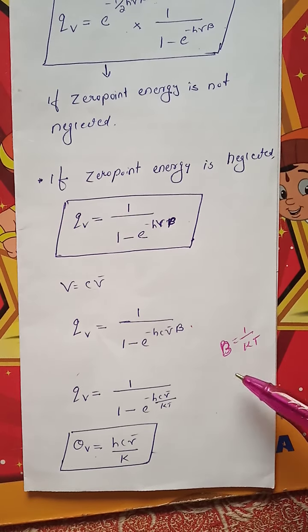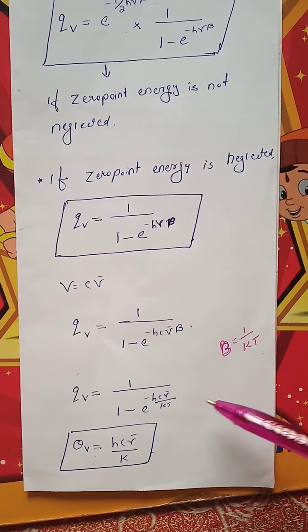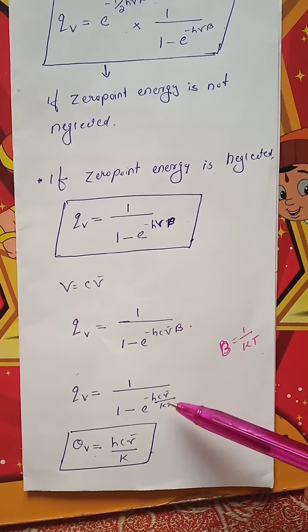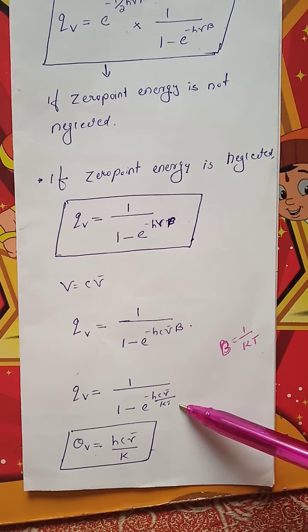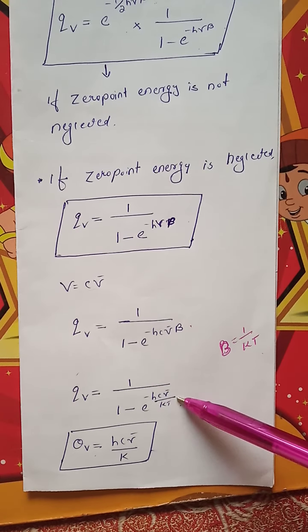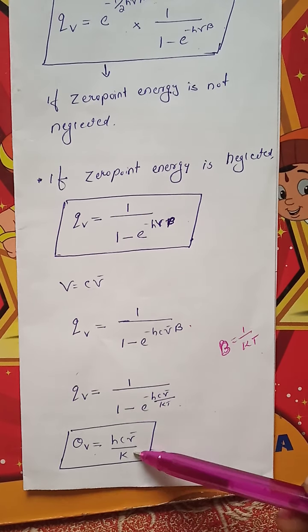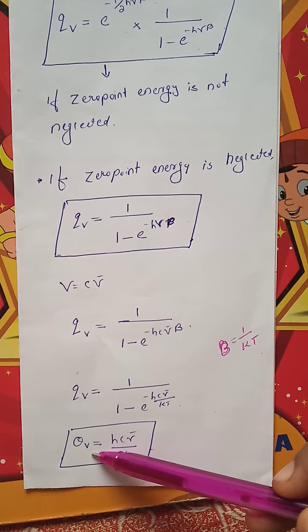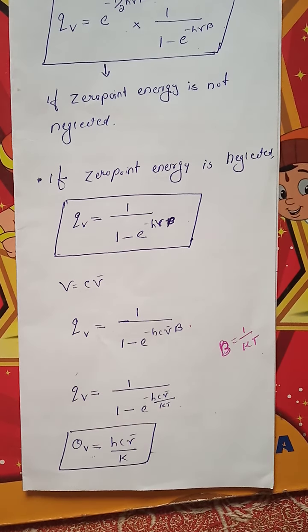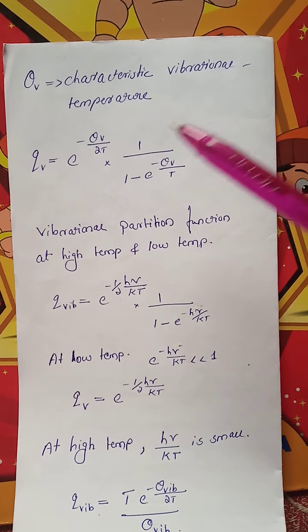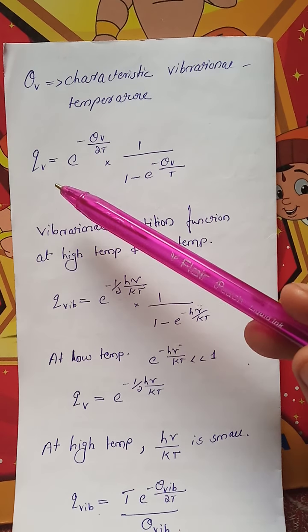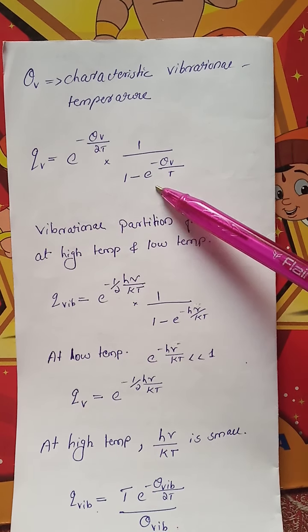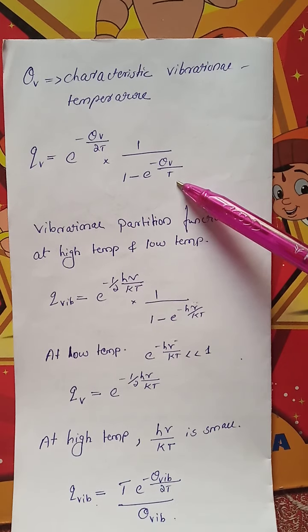And we know that beta is equal to 1 by kT. Substituting here, we get 1 by 1 minus e raised to minus hc nu bar by kT. And this term hc nu bar by k can be written as theta v, which is called the characteristic vibrational temperature. After substituting, our equation becomes e raised to minus theta v by 2T into 1 by 1 minus e raised to minus theta v by T.